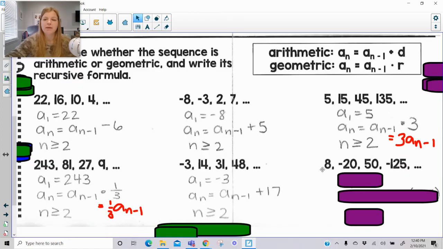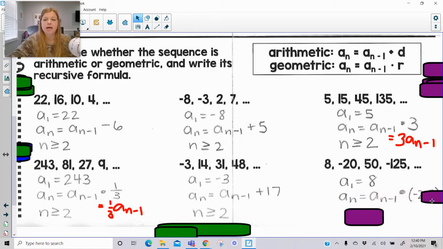And our last one, 8, -20, 50, -125. Now, you probably would look at this and say, you know what, I really can't tell exactly what the common ratio is. I know I'm definitely not adding by the same amount, so it's got to be geometric. But remember, when you go to find a common ratio, you can take any term in the sequence and divide it by the previous term. So if I did -20 divided by 8, or if I did 50 divided by -20, I'm going to get that my common ratio here is -2.5.